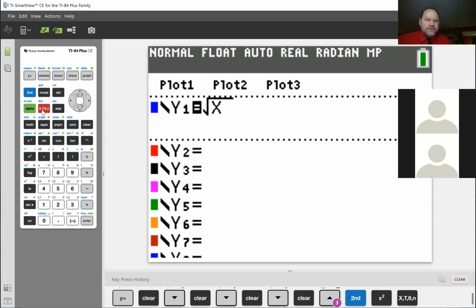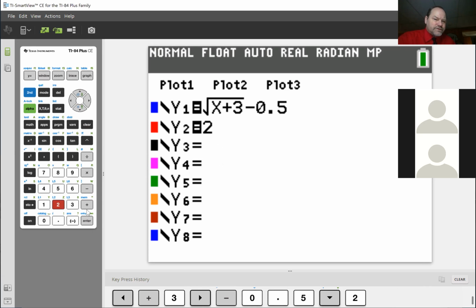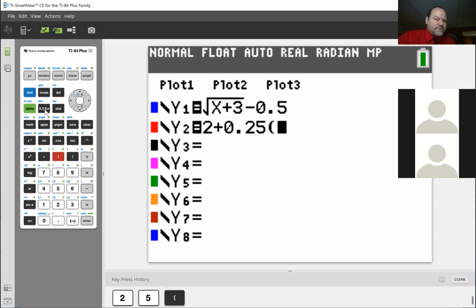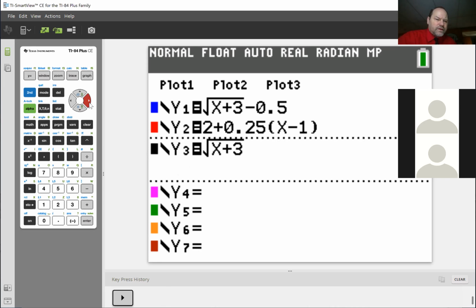of x plus 3 minus 0.5, 2 plus 0.25 times x minus 1, and the square root of x plus 3 plus 0.5.